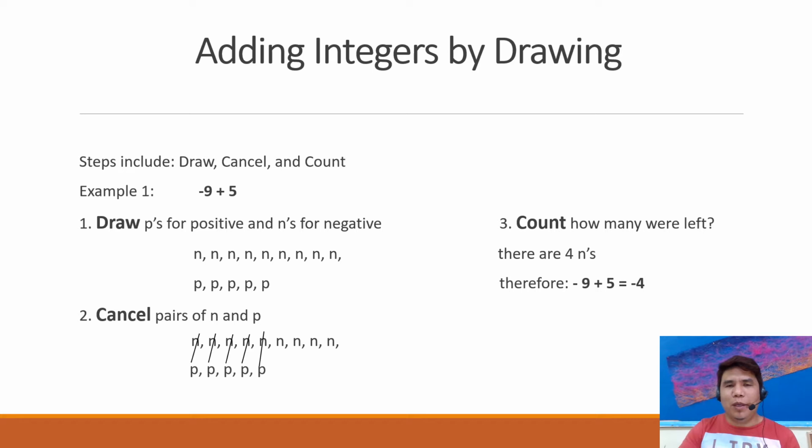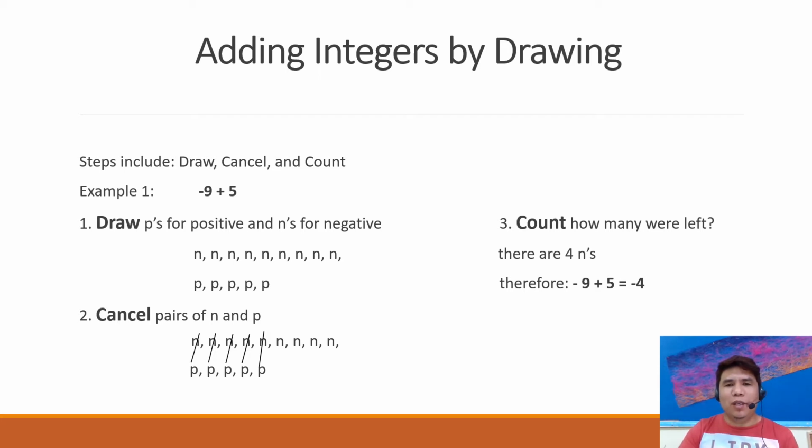So in the example above, negative 9 plus 5, nauna yung negative, kaya i-draw natin ang 9 na negatives, alright? 9 negatives, meaning 9 N's. And then after that, plus 5. So we'll be drawing here, alright, below horizontally, 5 P's, meaning 5 positives, alright? So after that, we'll proceed to number 2, which is cancel pairs of N and P.